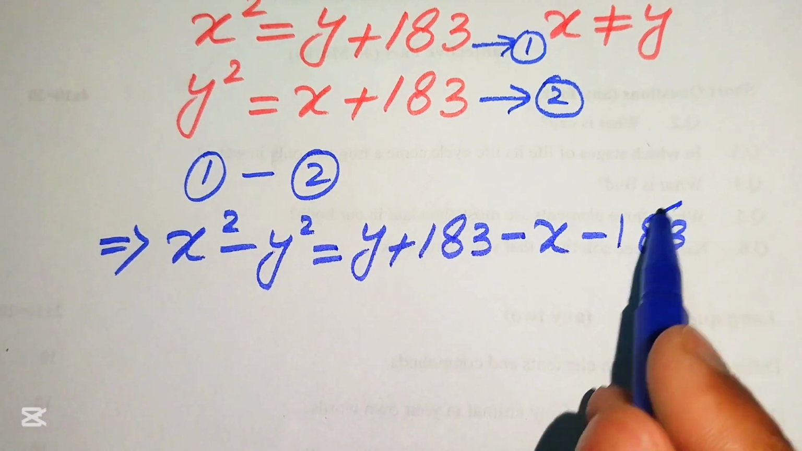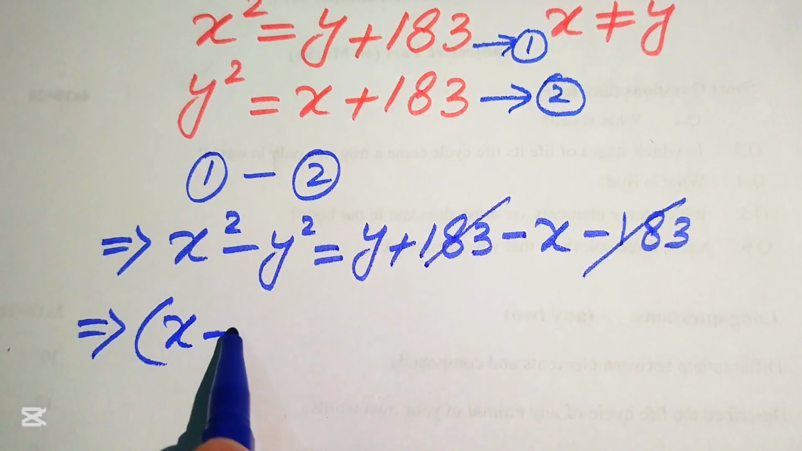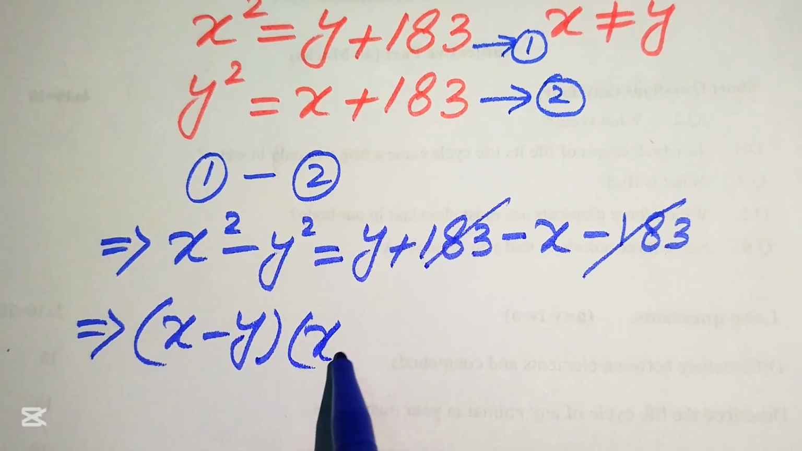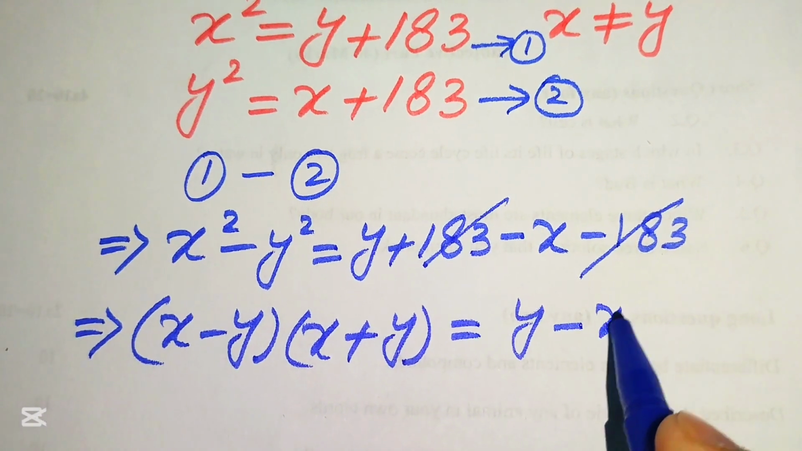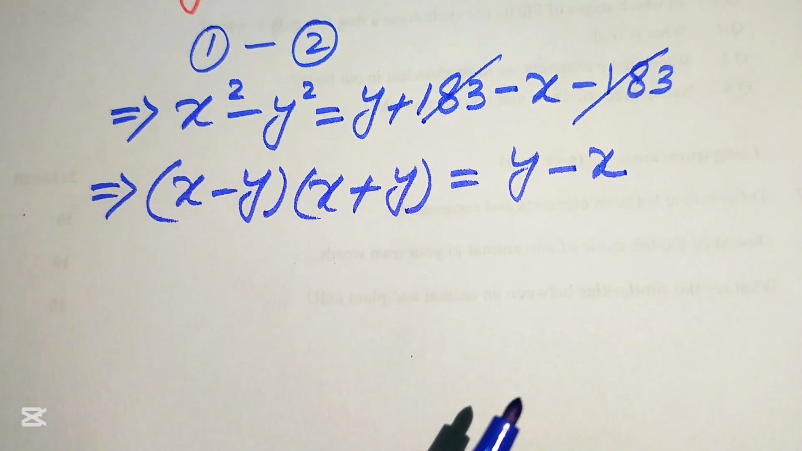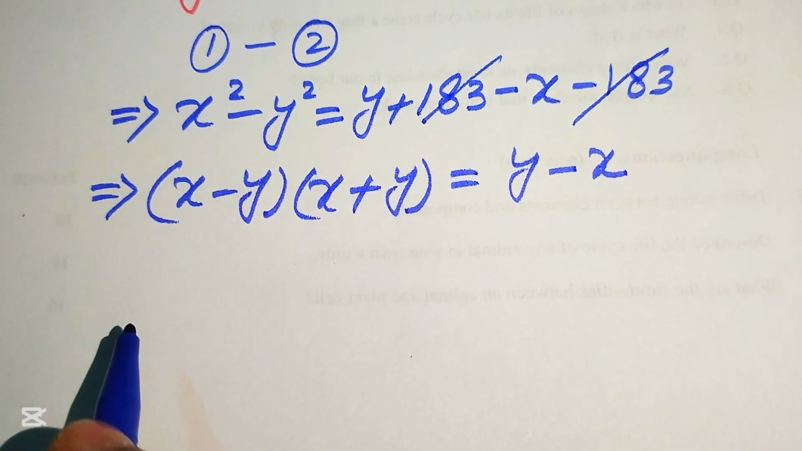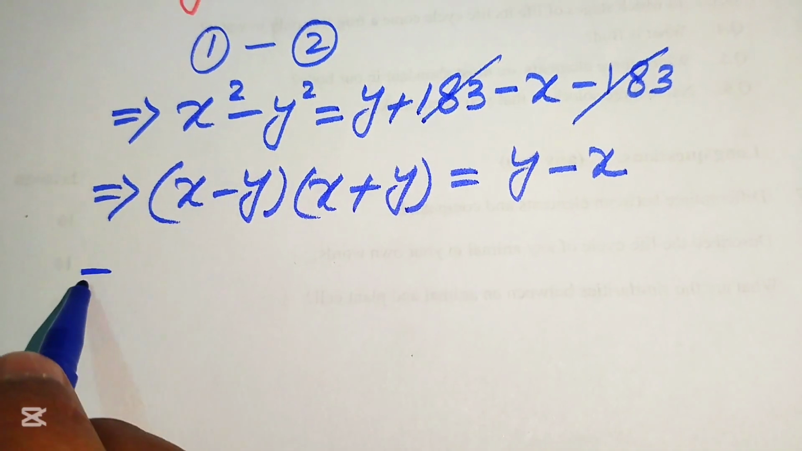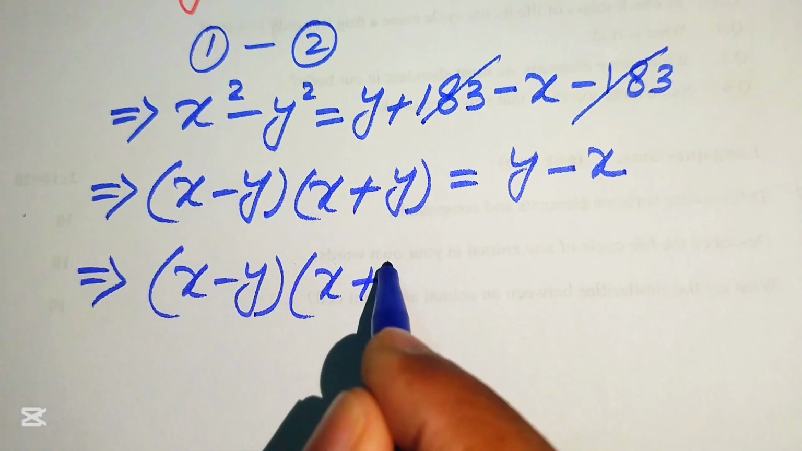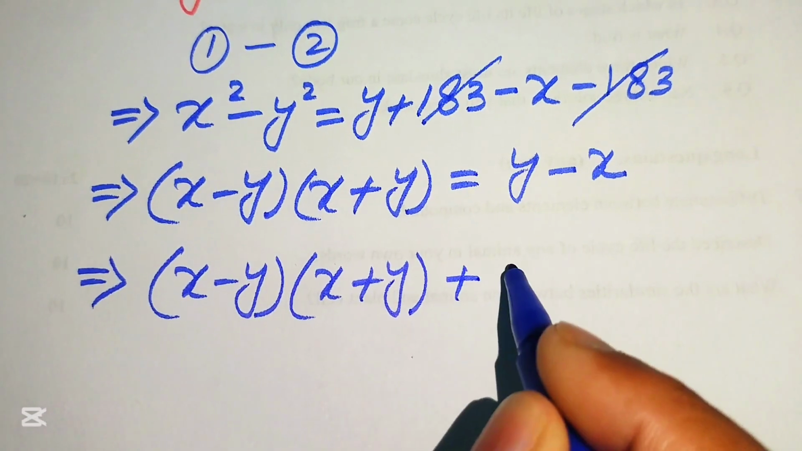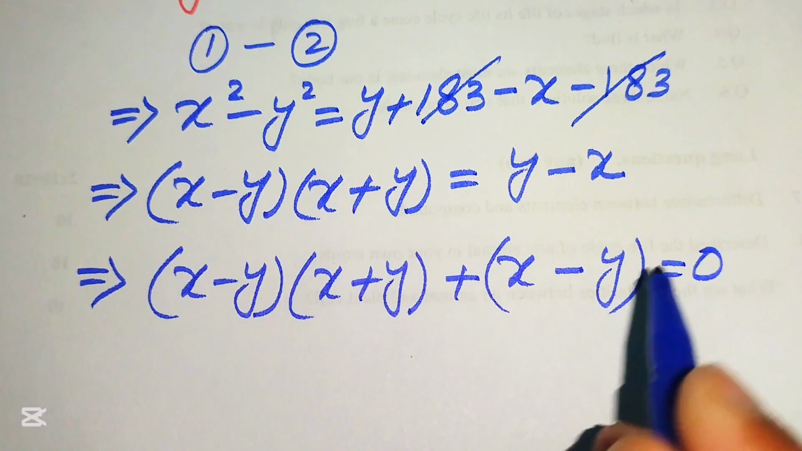Okay, so you see that the negative and positive 183 are gone, and on the left hand side we will apply this nice algebraic formula. This will be x minus y times x plus y equals, here you get y minus x. Okay, so now in the next step we move these two values to the left hand side. This minus x becomes plus x when we move it to the left hand side, and here it is x plus y. This will be written as plus x and minus y, and this whole equals 0.